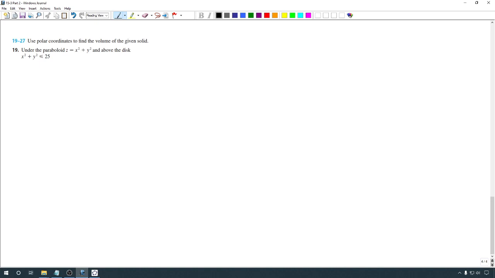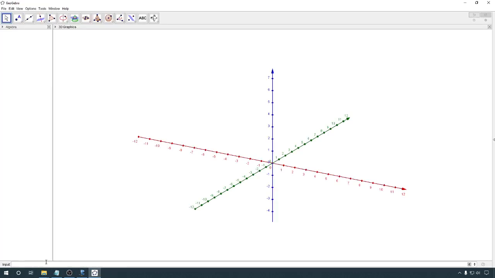One last example in this video, we're going to find a volume using polar coordinates. So here we're going to be dealing with the paraboloid z equals x squared plus y squared, but we're going to use a domain of the disk x squared plus y squared is less than or equal to 25. Basically the disk of radius 5. We want to find the volume that's underneath that paraboloid.